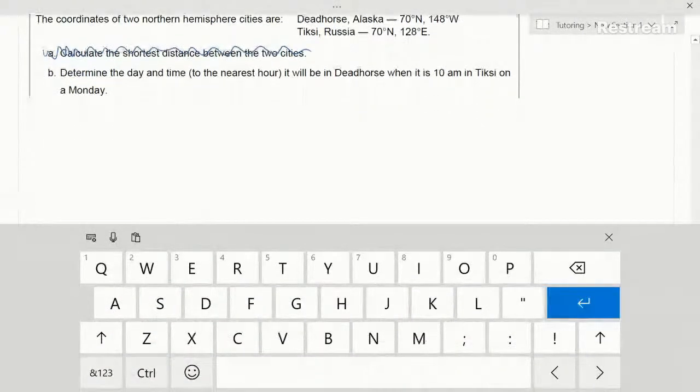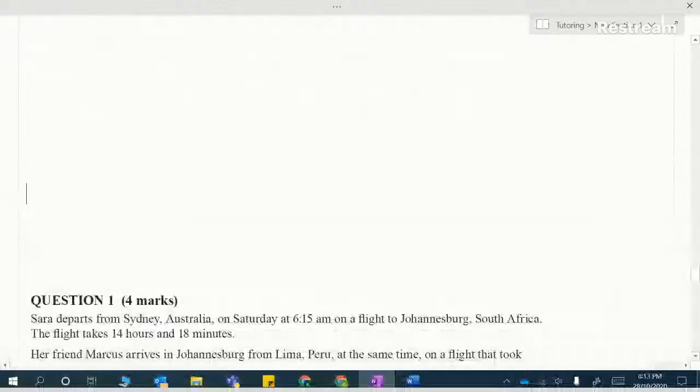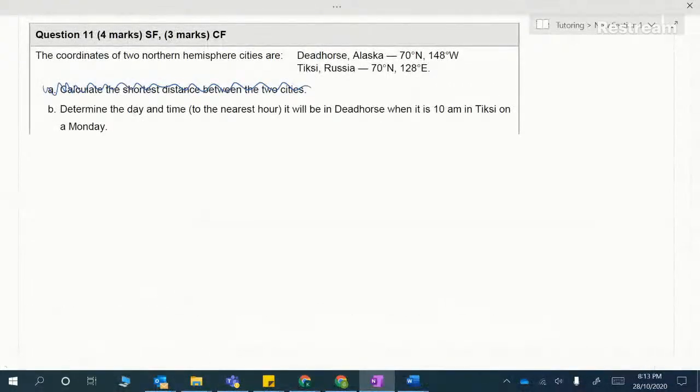So here's our two places. We want to figure out the day and time to the nearest hour. It will be in Dead Horse when it is 10 a.m. in Tixie on a Monday.